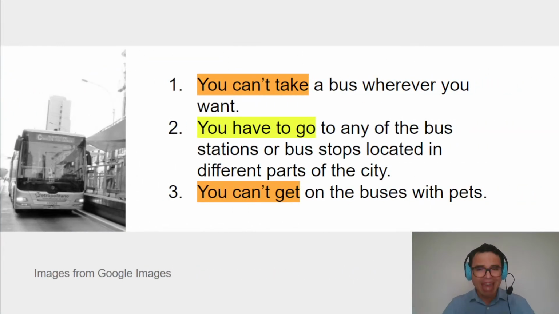Second picture, you can take a bus wherever you want. It's not permitted. It's not allowed. It's not okay. Subject, you, modal verb, can't in negative form, verb in base form, take. Number two, you have to go to any of the bus stations or bus stops located in different parts of the city. You have to go. It's necessary. Subject, you. Modal like expression, have to. Verb in base form, go. Number three, you can't get on the buses with pets. It's not allowed. It's not permitted. It's not okay. Subject, you. Modal verb, can't, negative form. Verb in base form, get.